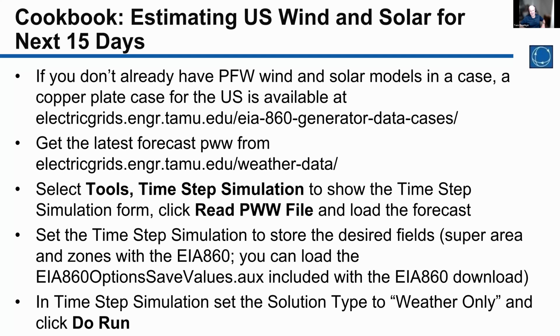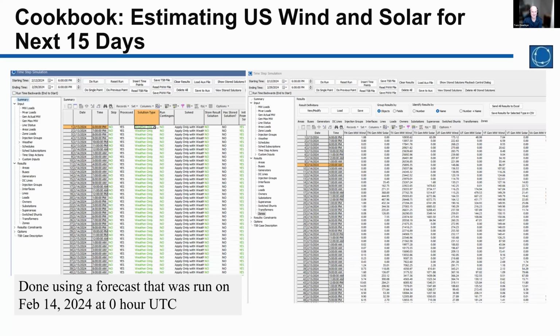In our EI860 data sets, we actually include an aux file that you can load up that sets up the time step simulation so it stores certain fields. We store the total wind and total solar generation, and then we store the wind and solar generation for each state. You change the solution type to weather only, and you click do run. That's what I did, I set it up like that.